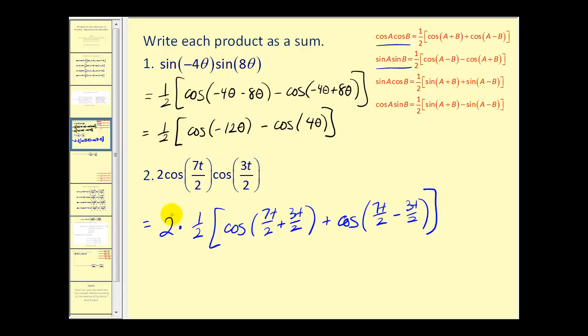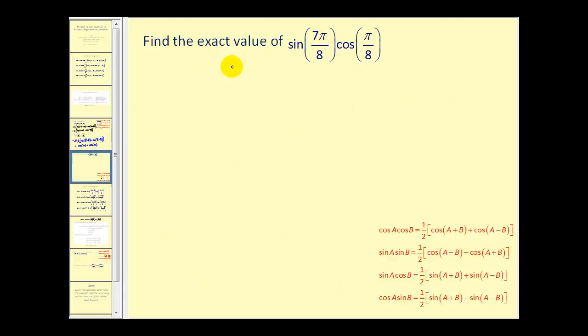These simplify out, and we're left with cosine of, this would be 10t over 2 or 5t. And 7t over 2 minus 3t over 2 would be 4t over 2 or just 2t. Again, we've rewritten this product as a sum. Here's another type of problem.